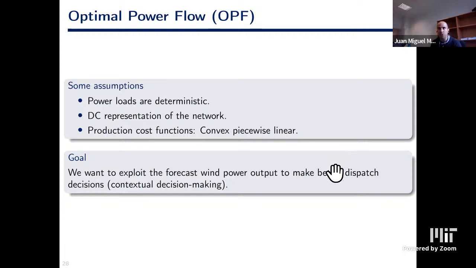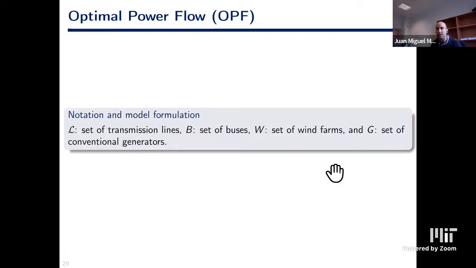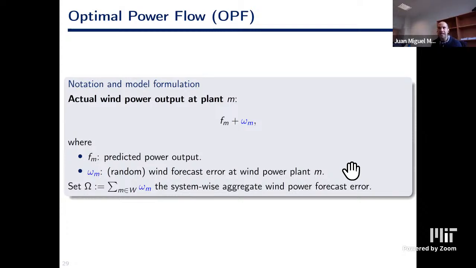The notation that I'm using for this problem is almost the same as the one I used for the previous one. We are going to have a set of transmission lines L, a set of buses B, a set of wind farms W, and a set of dispatchable generators G. For a given wind farm, the actual power output of the plant will be given as the sum of the predicted power output, Fm, at plant M, and the associated forecast error, omega M. Capital omega is the summation of the wind power forecast errors system-wide, okay?